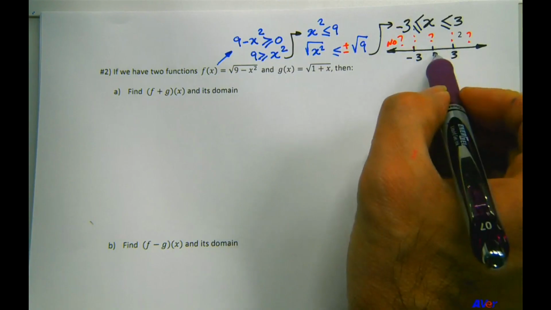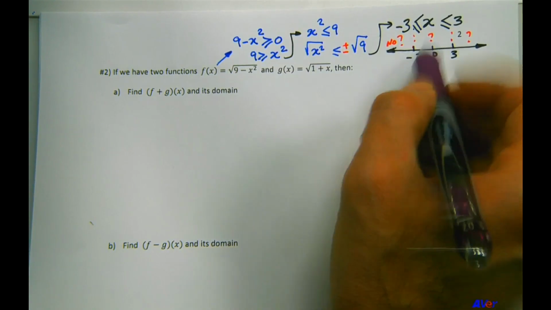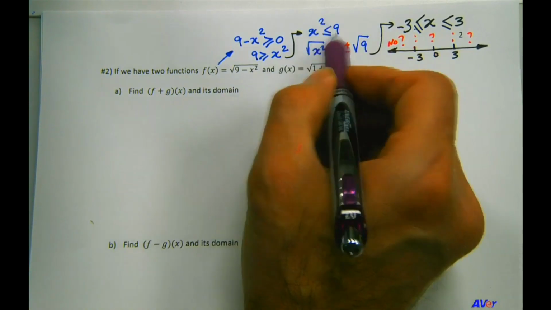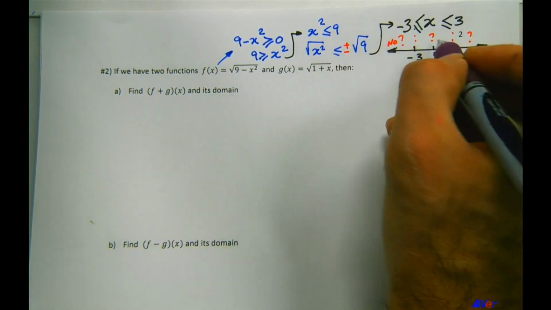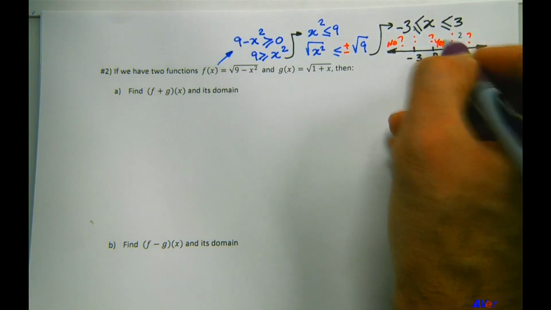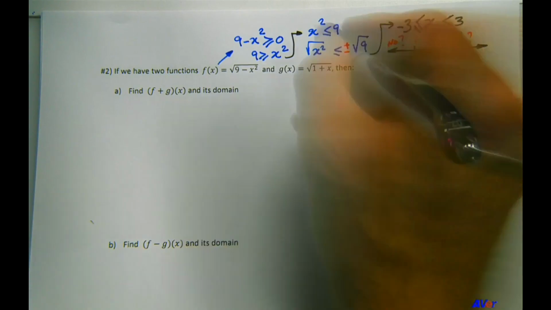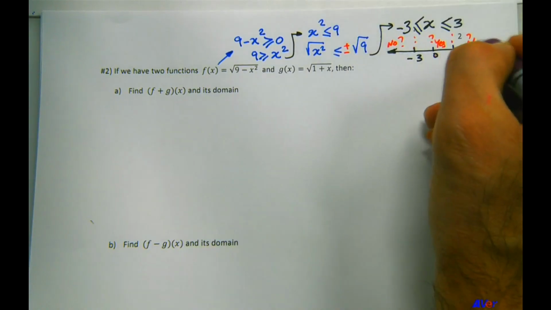Now plug in 0, something between -3 and 3. 0 squared is 0, which is less than or equal to 9. So yes, this region is okay. And then pick a number after 3, +4. Again, you end up with no.